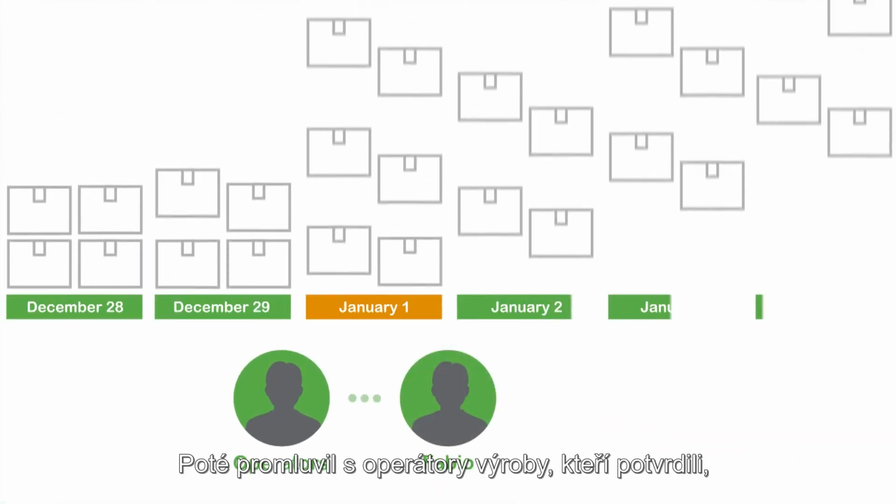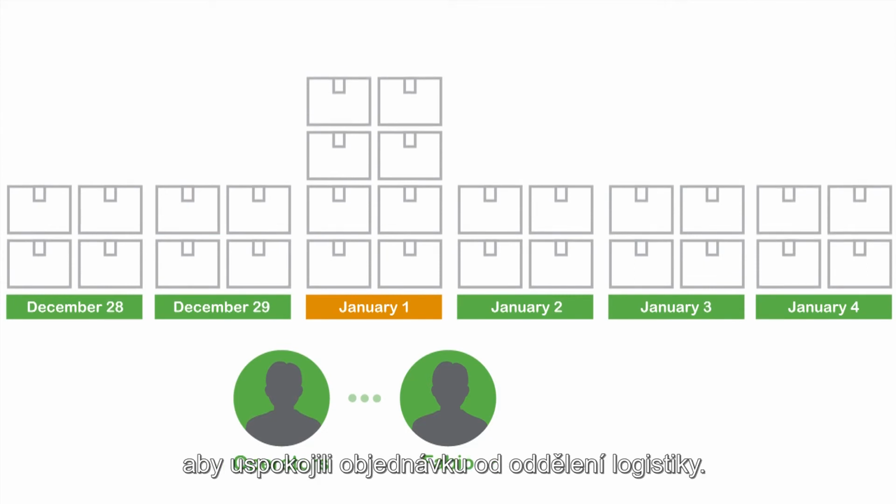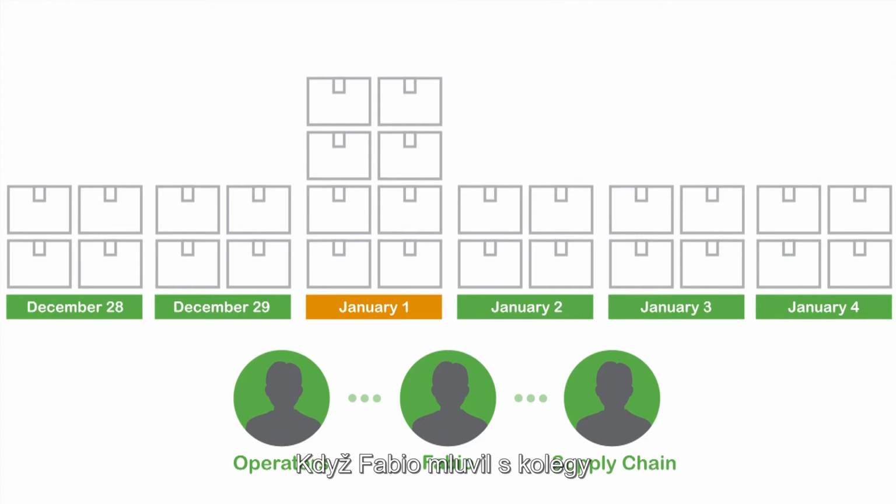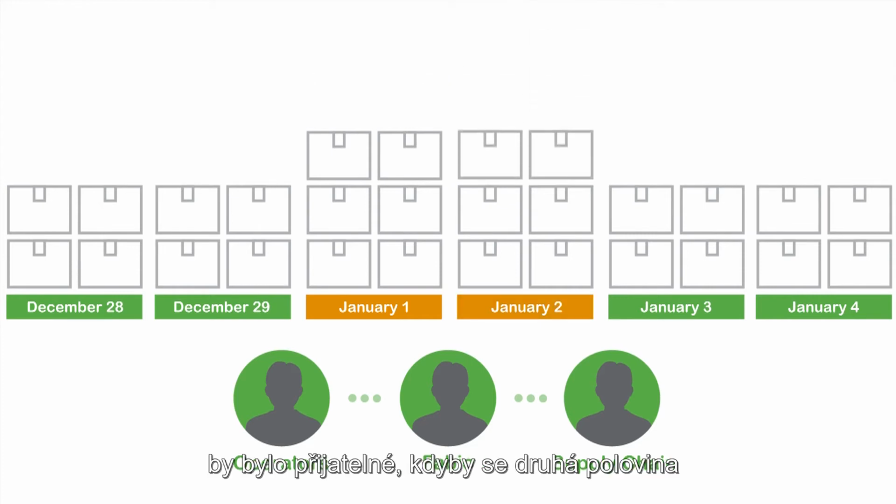He talks to the operators who confirm that they actually ran double production on that day to expedite an order from supply chain. When Fabio talks to the supply chain staff, he finds that a second day to run half the batch would have been acceptable and there is no reason to run double production on January 1st.